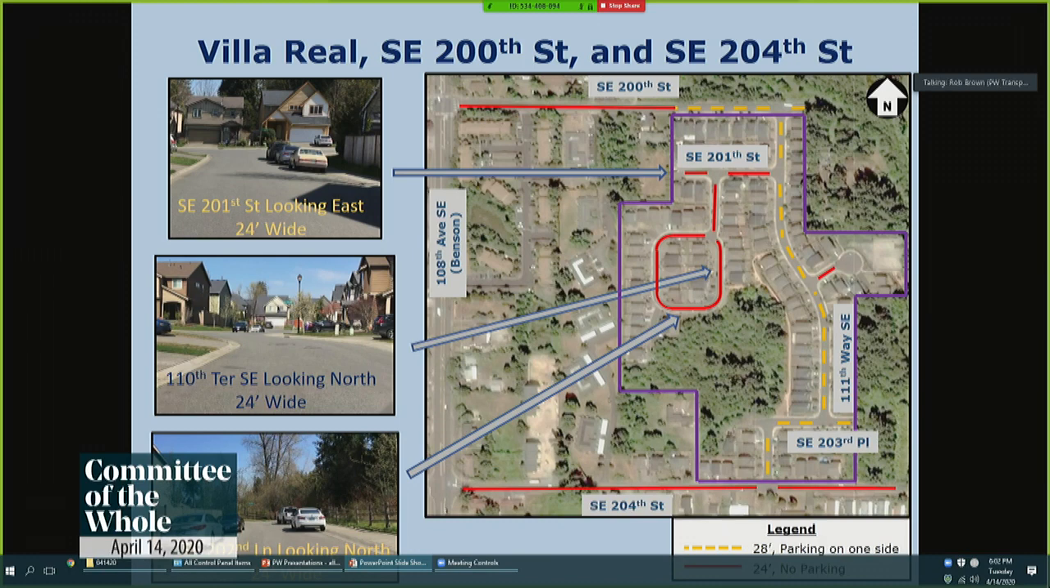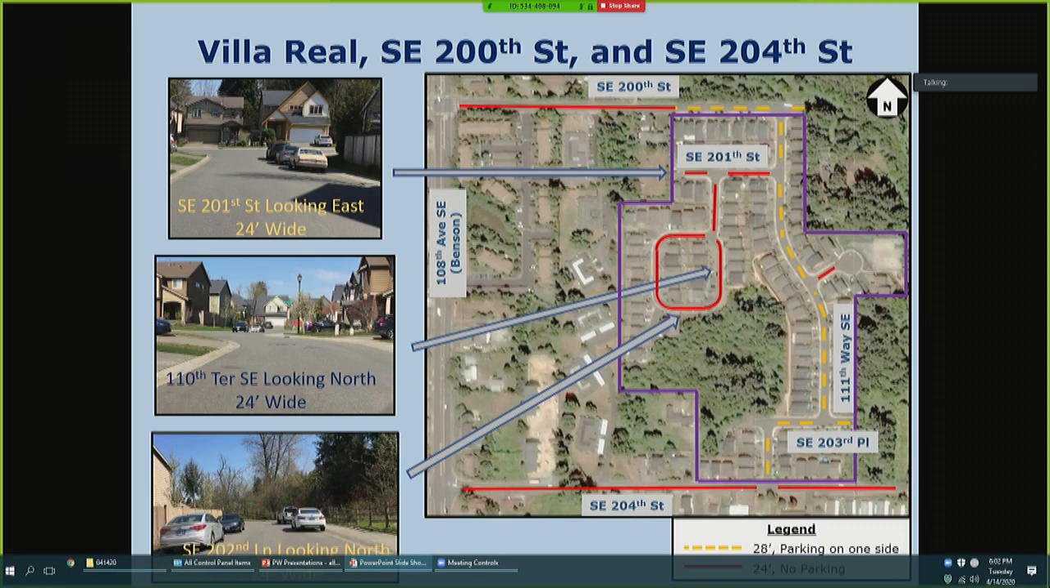Again, aerial photo on the right side, you can see the neighborhood is outlined in the purple lines. And on the left side, a couple pictures of the different areas of the neighborhood that have the narrow streets. Villa Real was built in King County before it was annexed into the city, so this is part of the Panther Lake annexation. The main street through the development is 111th Place Southeast. It's 28 feet wide, and you can see that on the map in the orange dashed line.